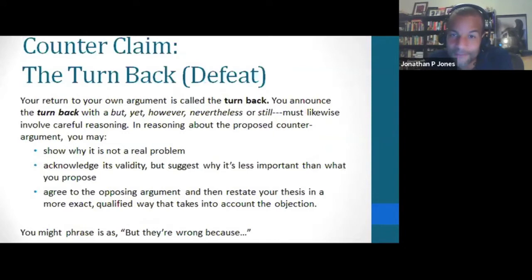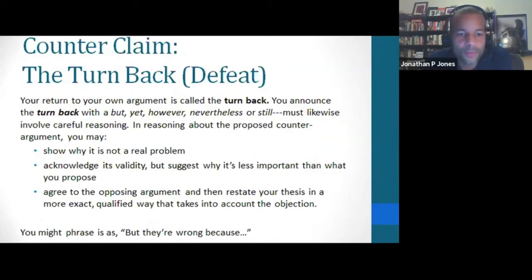But turn back, defeat it. Defeat that idea. Tell us why they were wrong. You return to your own judgment, your own argument. This is called the turn back. You announce it with a but, yet, however, nevertheless, or still. It must likewise involve careful reasoning.